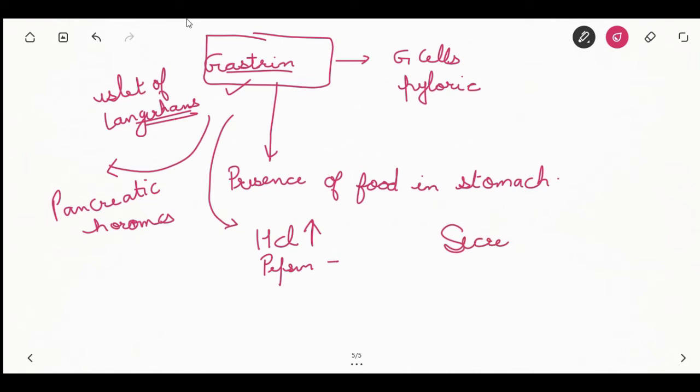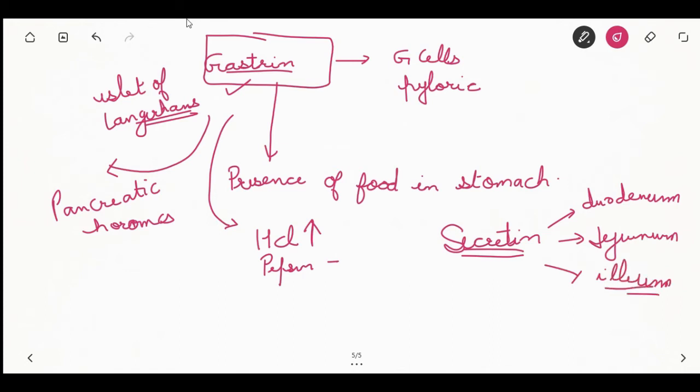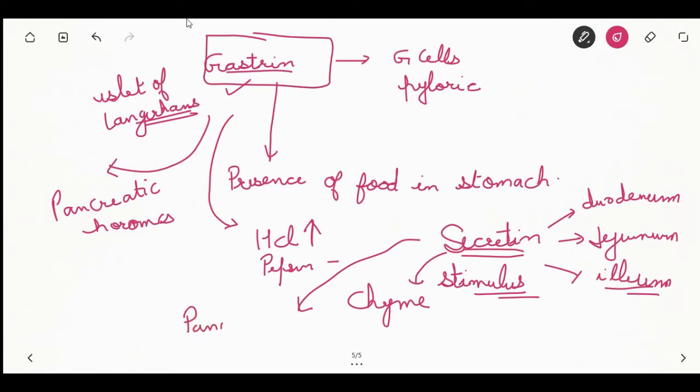Second comes secretin. It is secreted by S cells of the duodenum, jejunum and ileum. The stimulus for the release and activation of prosecretin is chyme. The stimulus here is chyme entering the duodenum from the stomach. Also, remember, secretin stimulates the exocrine pancreatic secretions.